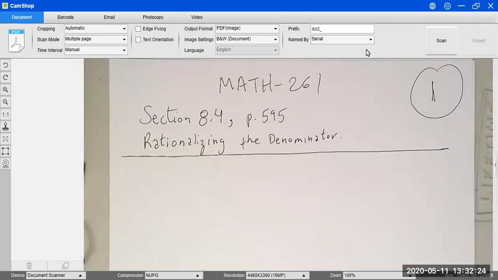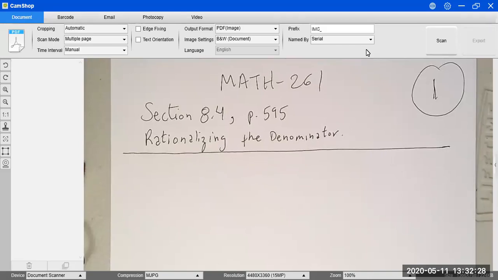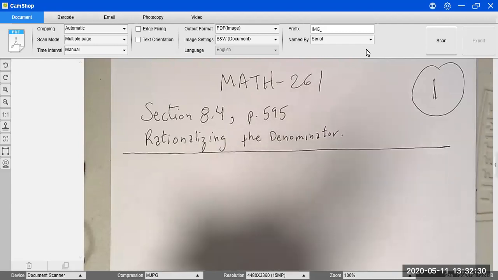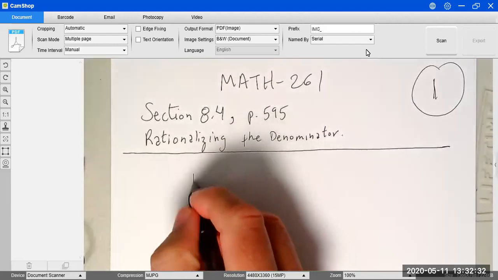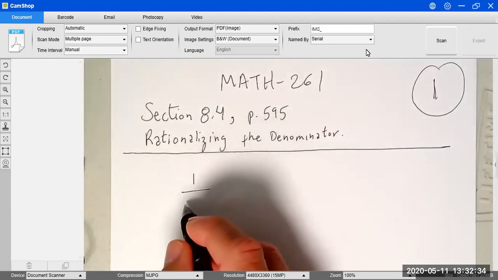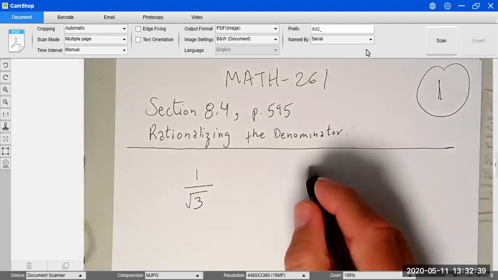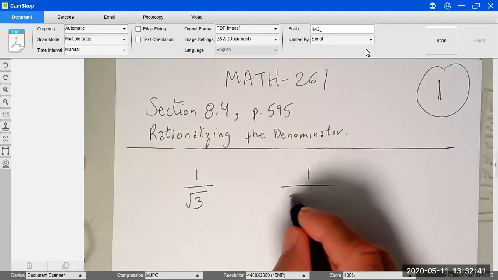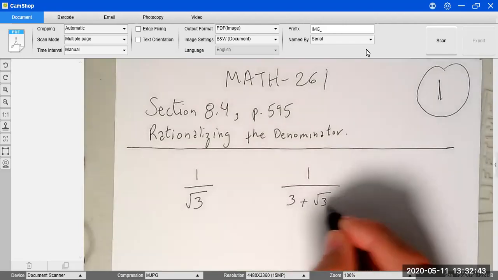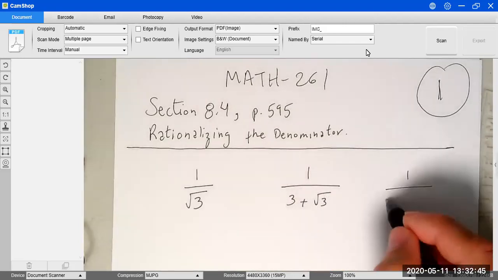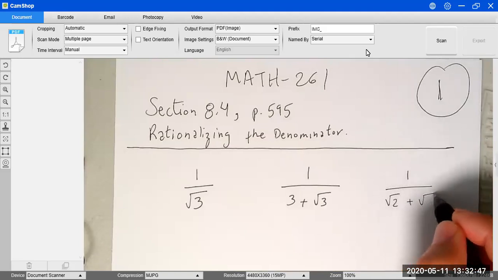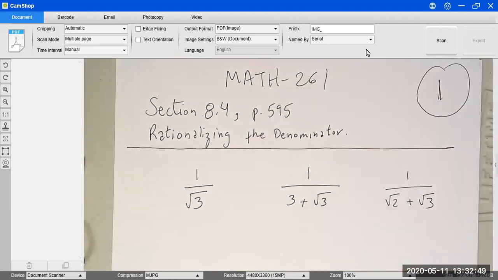So in section 8.4, which is on page 595, we're going to cover rationalizing the denominator. Rationalizing the denominator is when you have radicals in a denominator, like for example 1 over the square root of 3, or maybe 1 over 3 plus square root of 3, or maybe 1 over square root of 2 plus square root of 3. So we have radicals in the denominator.